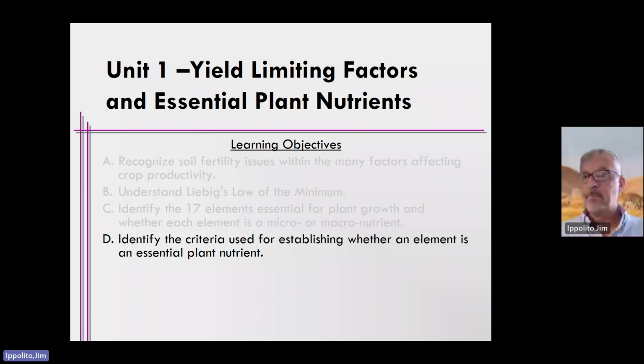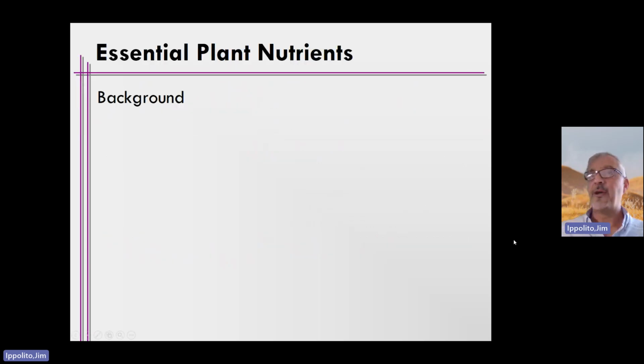Let's move on to objective number 4 for Unit 1. Identify the criteria used for establishing whether an element is an essential plant nutrient. How do we know? This is how we do this. Okay, and this is how scientists have done this. So let me give you a brief background.